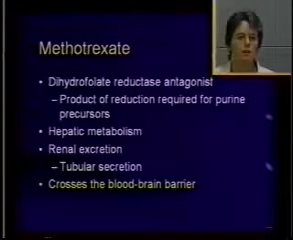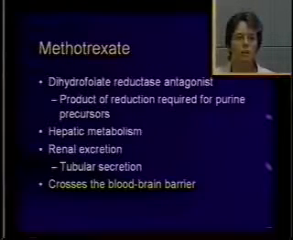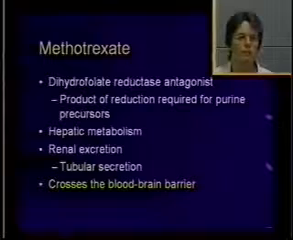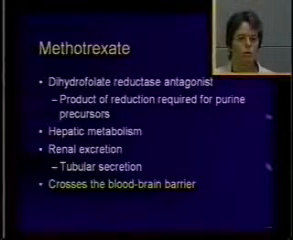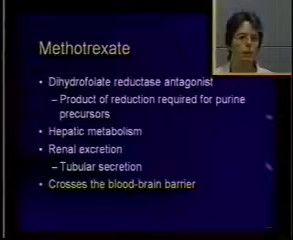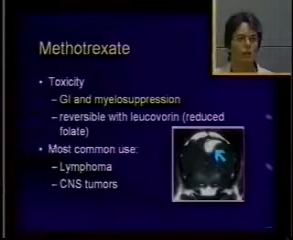It's metabolized by the liver and excreted through the kidneys by tubular secretion. Some people will recommend, if you have an animal that has chronic renal failure, that you also reduce the dose in these cases because of the renal excretion. This is another drug that crosses the blood-brain barrier, and so it is also used to treat brain tumors as well as to treat lymphoma.